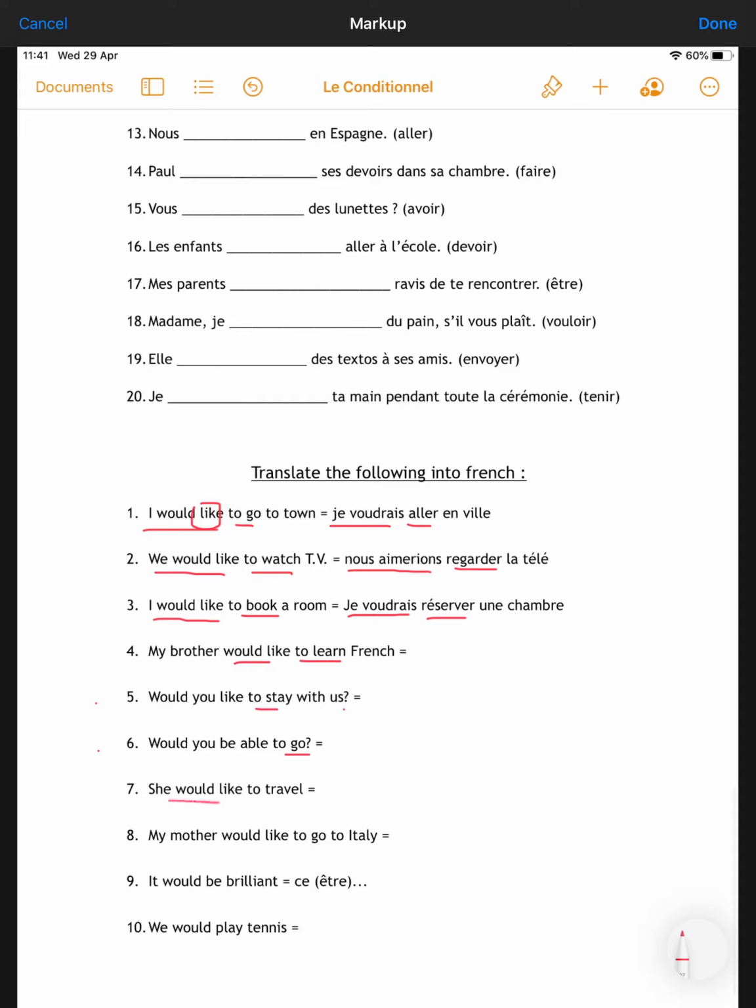She would like, first verb, second one to travel. My mother would like, first verb, second verb to go. Italy is a feminine country, so watch that little en. It would be brilliant. Again, you're using être here and ce. Okay, we just had a look at that anyway. And then we would play. That's your first verb. You don't have a second one here, so tennis. Okay, is the last one. Okay, bonne chance.